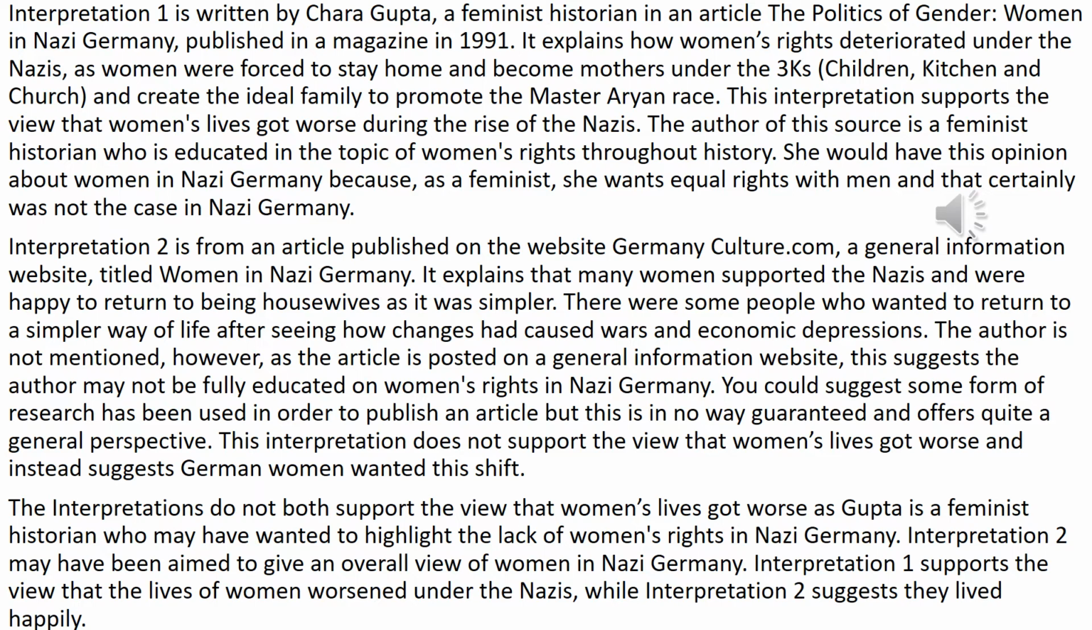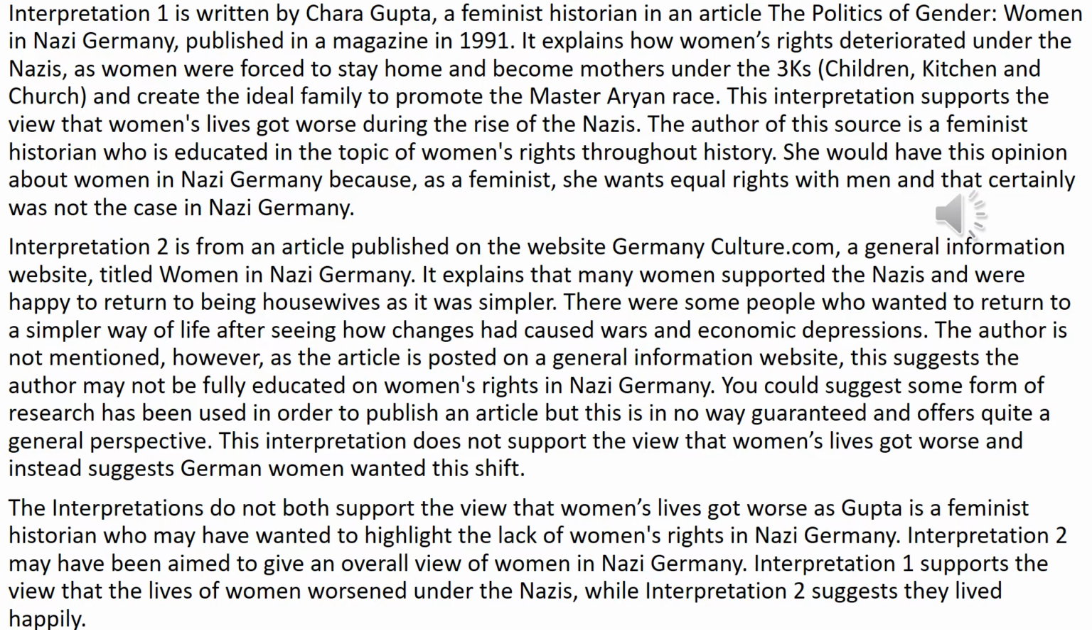This suggests the author may not be fully educated on women's rights in Nazi Germany. You could suggest some form of research has been used in order to publish an article, but this is in no way guaranteed and offers quite a general perspective. This interpretation does not support the view that women's lives got worse and instead suggests German women wanted this shift.